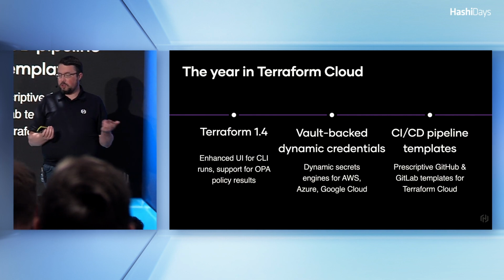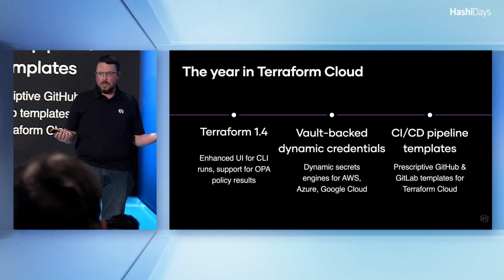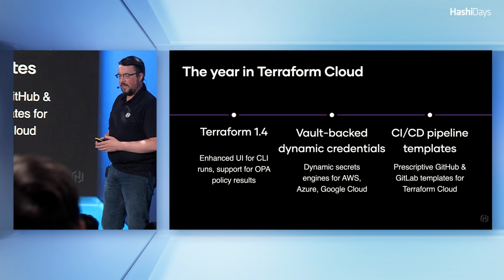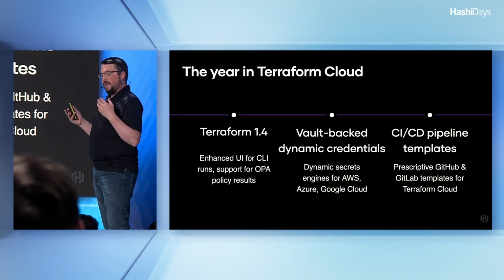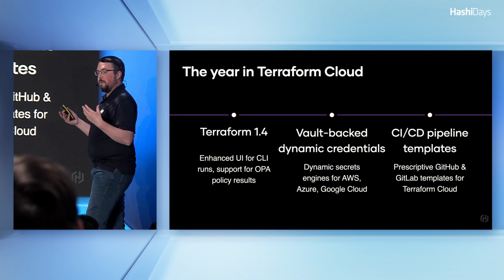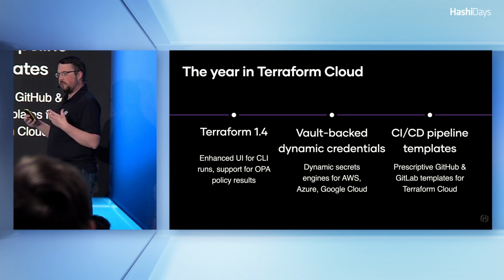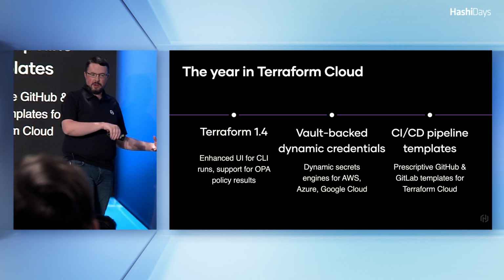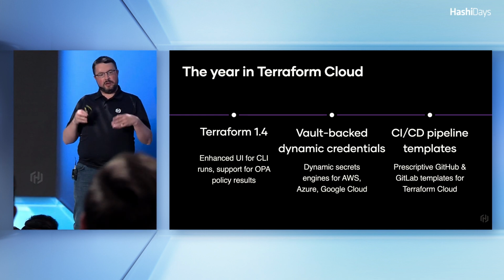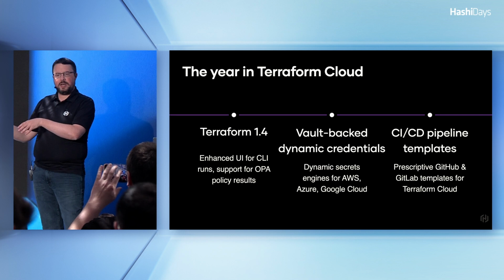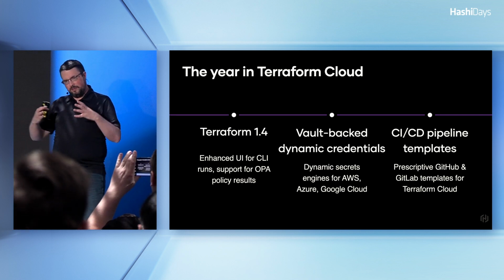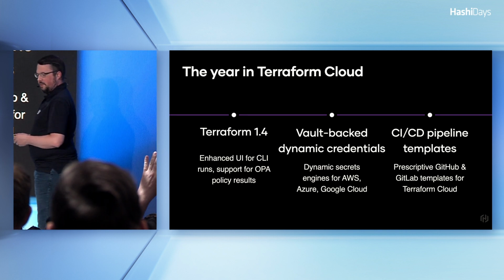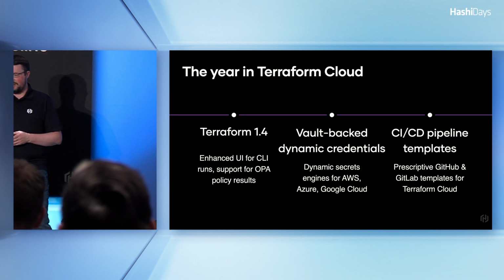Moving on, in March, we saw the release of Terraform 1.4, which brought some improvements for CLI-based runs against Terraform Cloud. We also saw the enhancement of dynamic credentials to include Vault-backed dynamic credentials, and this brought support for the Vault dynamic secrets engines to the dynamic credentials portfolio. So now, instead of directly using OIDC authentication to the cloud providers, we now have Vault in the middle handling all of that centralized credential management with its secrets engines. And again, more on that in just a minute.